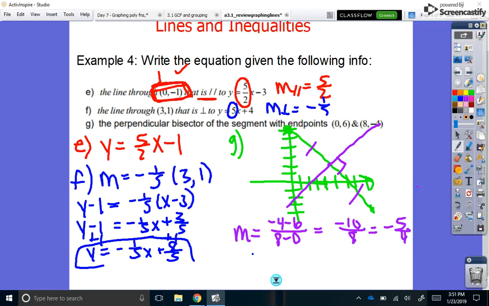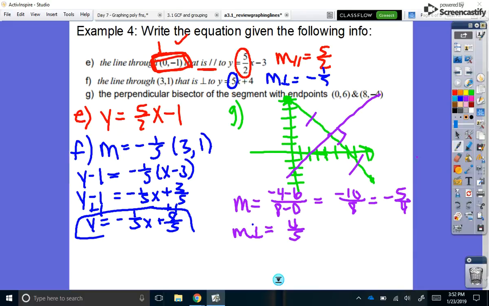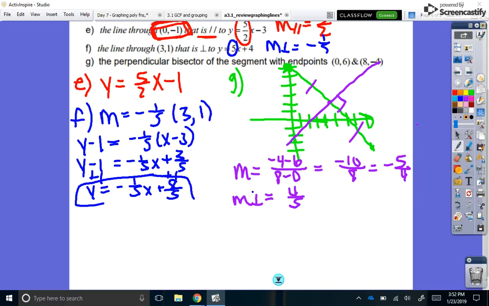This is the green line. So what would be the slope of a line perpendicular to that? 4/5. Now, to get a point on that line, I need to find the midpoint of the green line. Do you guys remember the midpoint formula? That is going to be the average of these 2 points. So this will be 0 plus 8 over 2 and 6 plus negative 4 over 2. So 0 plus 8 over 2 is going to give me 8 over 2, which is 4. 6 plus negative 4 over 2 is going to give me 2 over 2, which is 1.